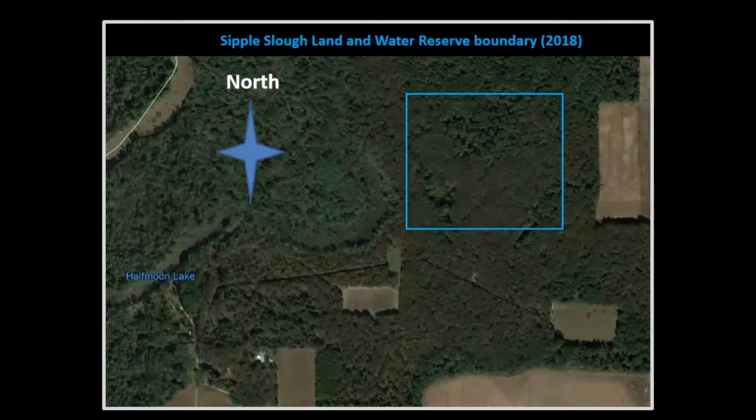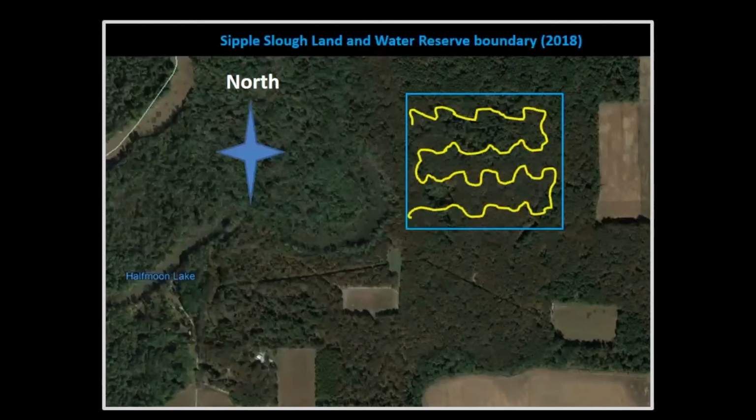Well, let's go back to this Sipple Slough Land and Water Reserve and look at what happened in 2018, a year later. This area was also monitored, and I can show you the approximate path the 2 observers walked in doing this monitoring on this 40 acres.